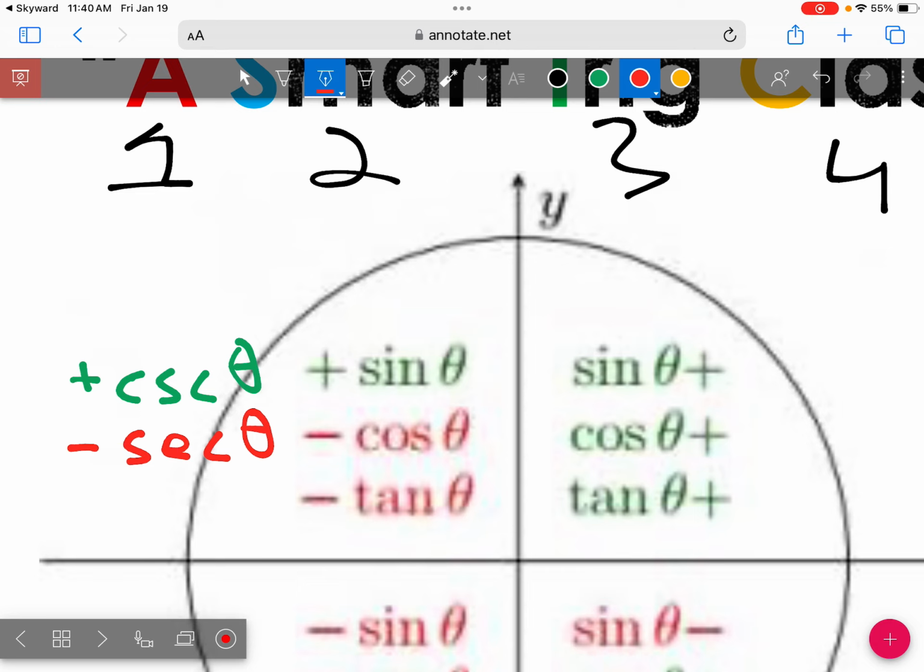Like how cosine has one at the end. Yeah, they spell sine, but we just abbreviate them with three letters. It's just the abbreviation.